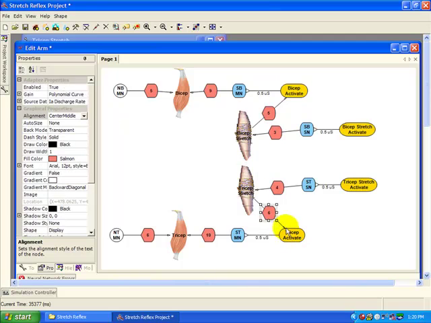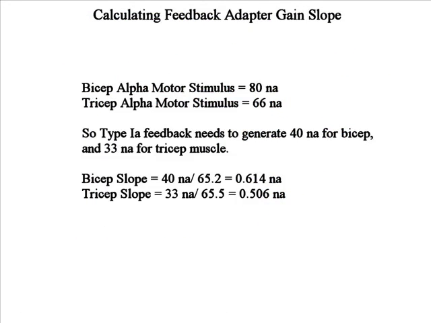For this to work, we want the base 1A firing rate of 65 spikes per second to generate half of the current stimulus that maintains the limb stiffness. The bicep neuron has a stimulus of 80 nanoamps, so 40 nanoamps needs to come from the 1A fibers. Dividing 40 nanoamps by 65.2 spikes per second gives a value of 0.614 nanoamps. Use this as the slope in our adapter.